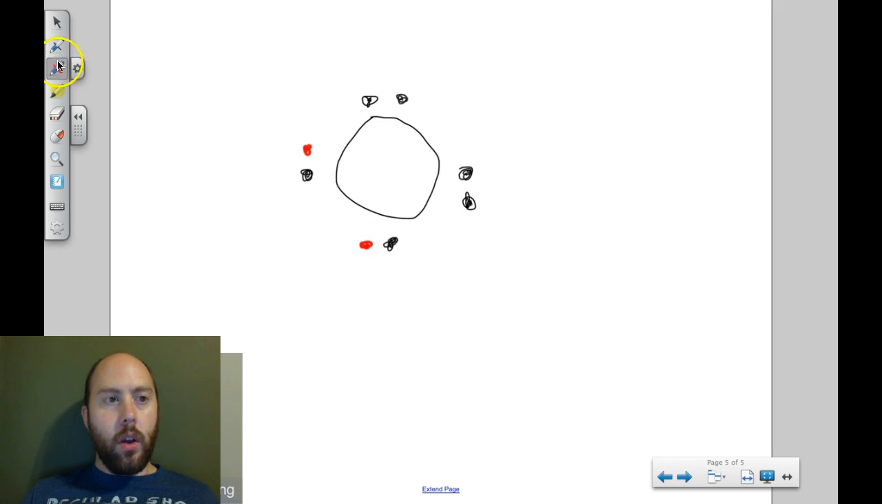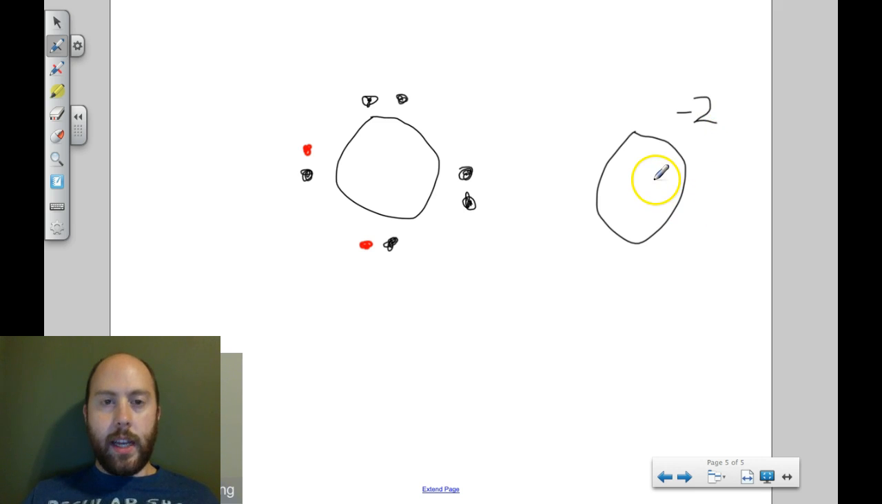But how do you show that? How do you write that as an ion now? Well, you would write that as oxygen with a -2 charge because it gained 2 electrons.